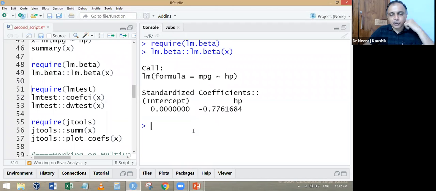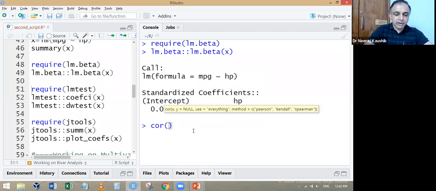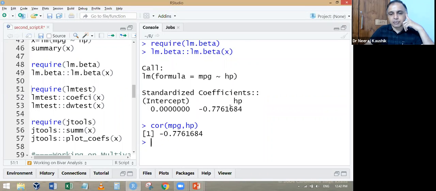This is the beta. Do you remember what was the correlation between MPG and horsepower? This was again 0.77. So beta is equal to r. This is r and this is the beta. Beta computed from ZX and ZY, r computed from actual X and Y. There is no way of computing r without computing beta. So r is equal to beta.